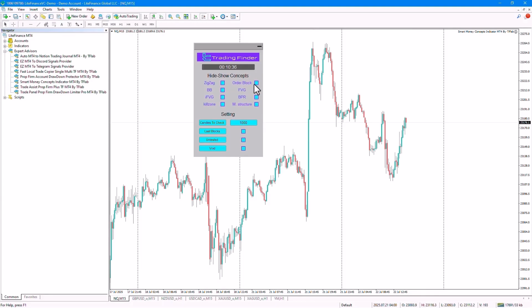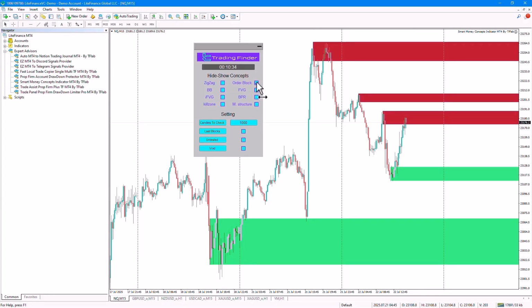The next mode is the order block status. By enabling this option, the indicator starts to identify and display valid zones where institutions and smart money have placed a large number of orders, causing the main movement in the market.